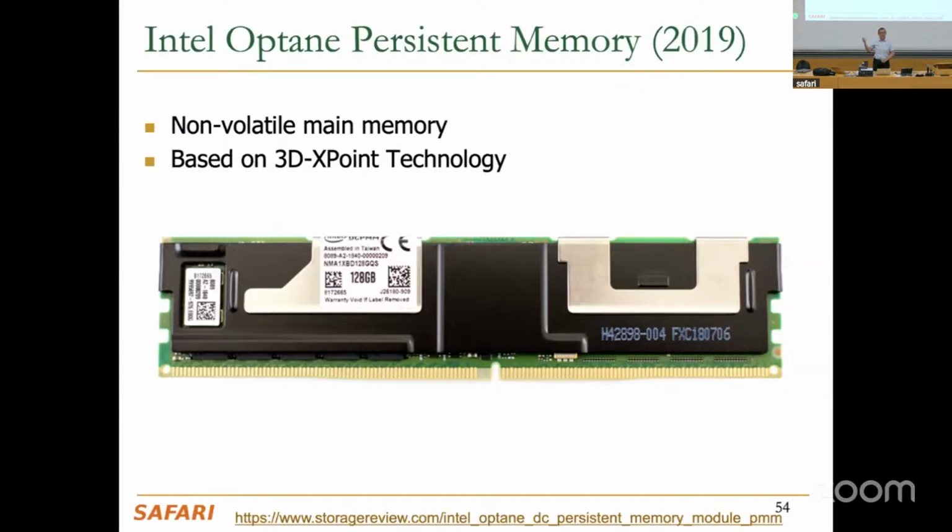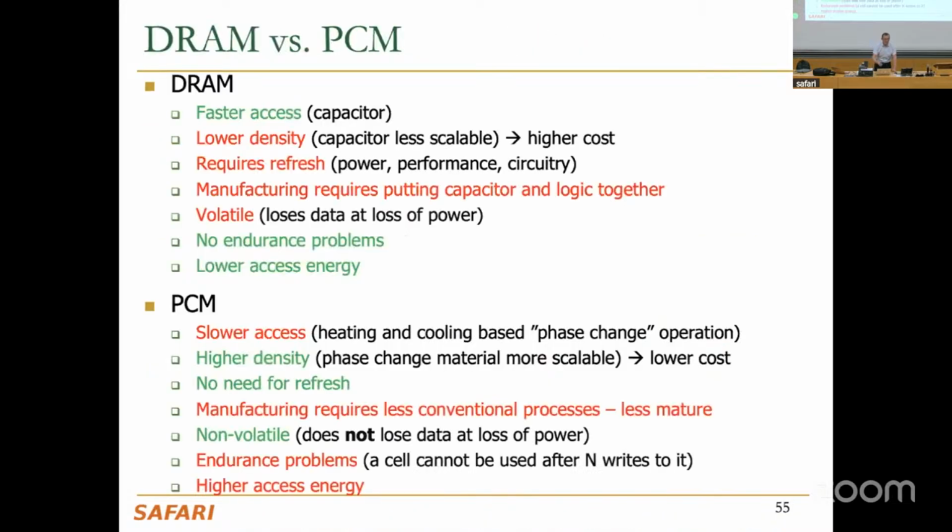So if another technology comes in, and if it can be manufactured reliably, it could be very good for having much bigger memories. Now, let me give you the differences between DRAM and PCM. DRAM actually has faster access compared to PCM, because it has a capacitor. A capacitor is faster, whereas PCM turns out to be slower access because you need heating and cooling to change the phase of the memory. DRAM is lower density, which is interesting, because the capacitor is less scalable and has higher cost, whereas phase change material is much more scalable. You can make it much smaller than the capacitor itself.